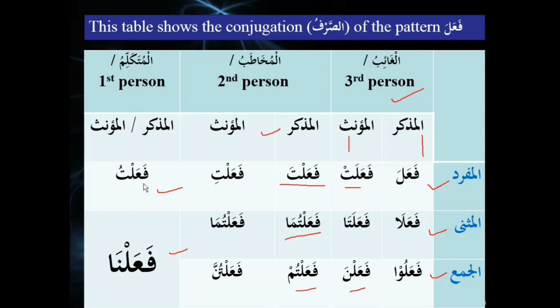Fa'altu is for muzakkar as well as muannas. So Hamid can say fa'altu, as well as Maryam, she can say fa'altu. In the same way, we have fa'alna for muzakkar as well as for muannas, and it is also used for musanna and for jama. So it takes the place of 4 forms.